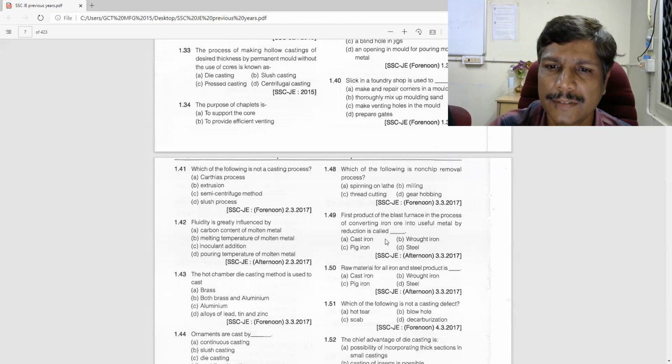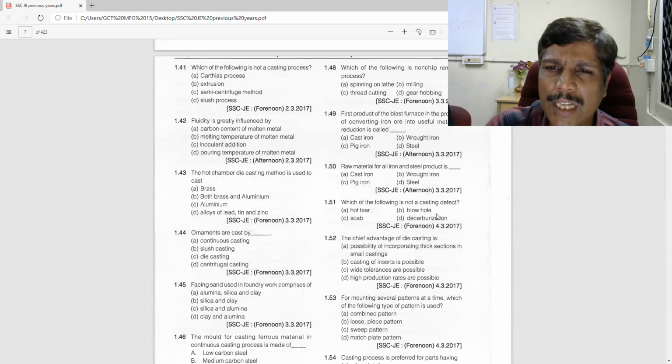So next, which of the following is not a casting defect? Hot tear is a casting defect. Blow hole is a casting defect. Scab is a casting defect. Decarburization is the removal of carbon.